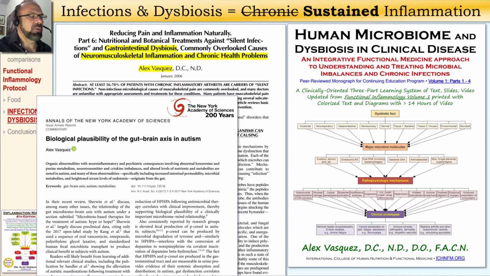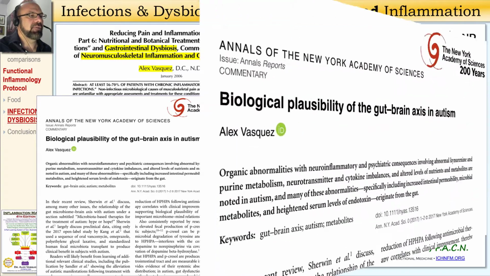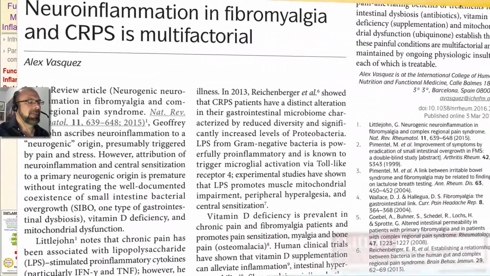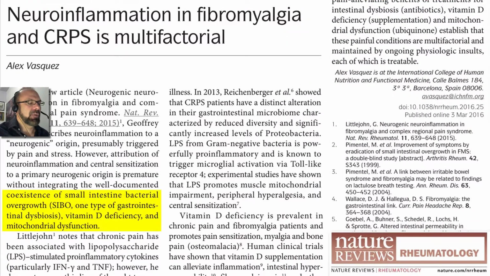You can see here I also published a peer-reviewed article in the Annals of the New York Academy of Sciences titled Biological Plausibility of the Gut-Brain Axis in Autism. This, of course, focused on the role of gastrointestinal dysbiosis in autism. Also in 2016, I published this letter, Neuroinflammation and Fibromyalgia and Complex Regional Pain Syndrome is multifactorial. One of those important factors in the perpetuation of those conditions is gastrointestinal dysbiosis.